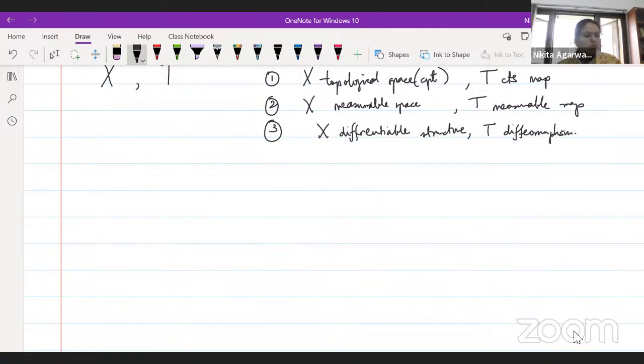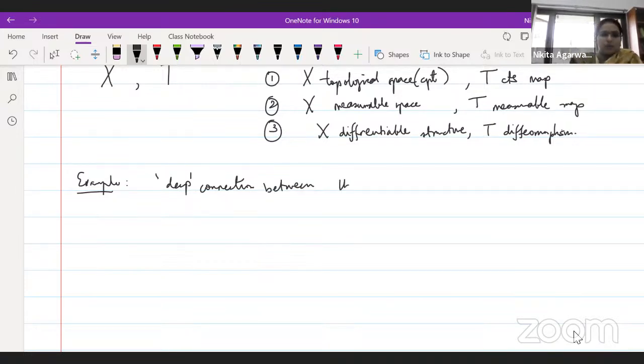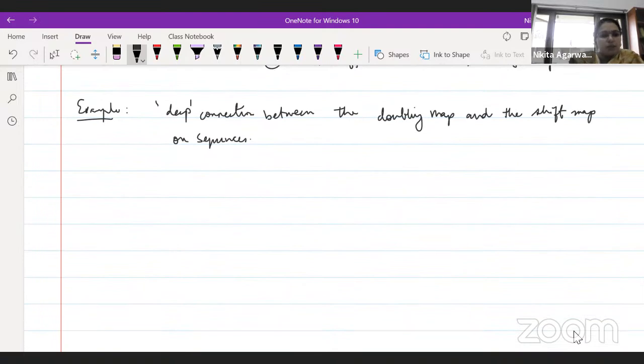And I'm going to start with examples that we already know. So I'm going to now illustrate this deep connection between the doubling map and the shift map on sequences that we talked about yesterday. So let us see, what was the doubling map?